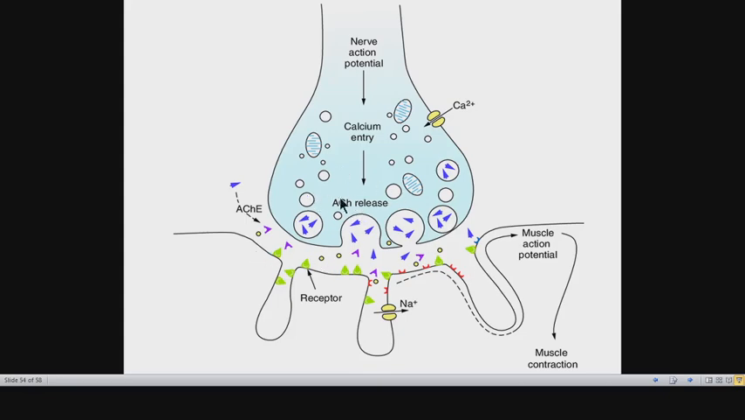The problem is in the release of acetylcholine. This condition inhibits the release of acetylcholine. Actually here toxins, neurotoxins, will be released in the terminal part of the nerve, and will inhibit the release of acetylcholine.